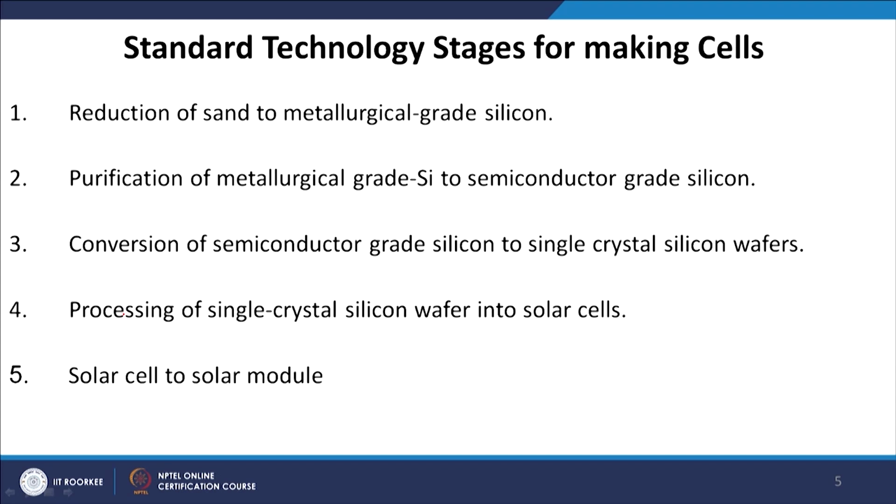There are several steps involved here. The first step is reduction of the sand to metallurgical grade silicon. The second stage is purification of metallurgical grade silicon to semiconductor grade silicon. Now, this semiconductor grade silicon is highly pure, 99.999999%. That much purity is needed to make a chip based silicon or semiconductor grade silicon.